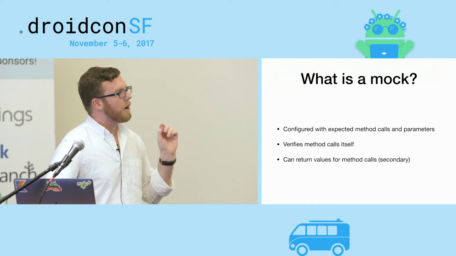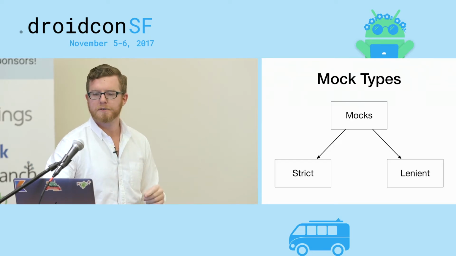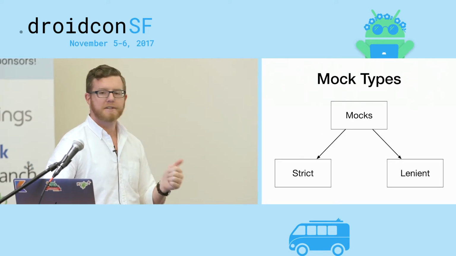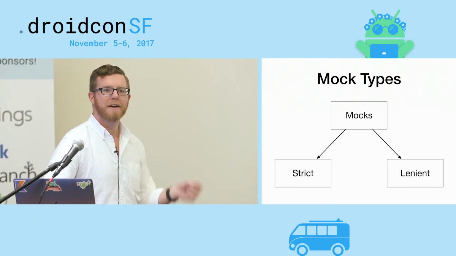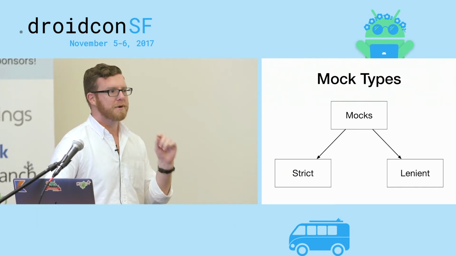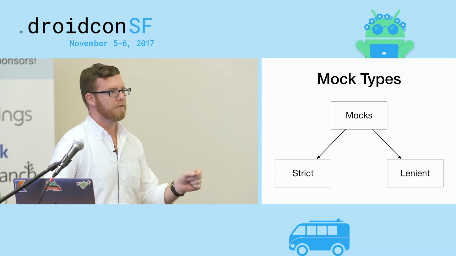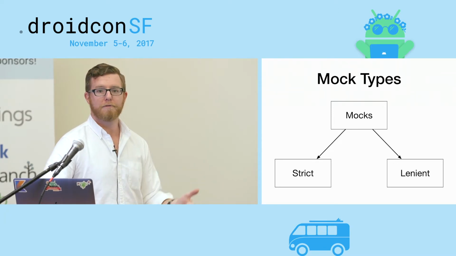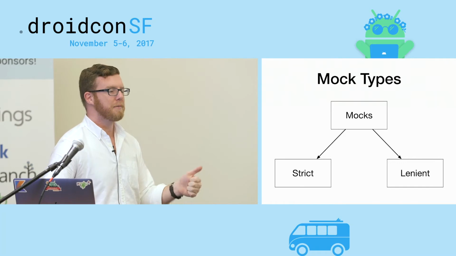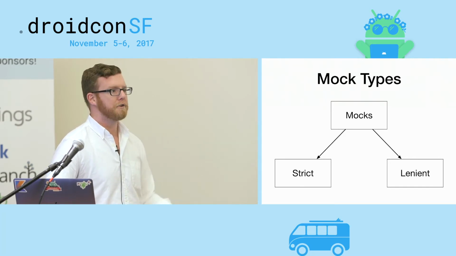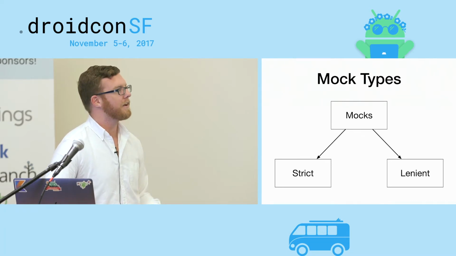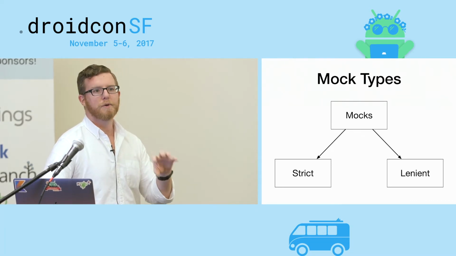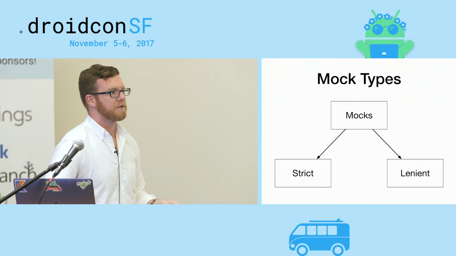Now, with mocks, there are two sort of subtypes. We have strict and lenient, and these names should be kind of self-explanatory. Strict mocks are very particular about what they verify. So if the verification methods you pass in are out of order, it'll typically fail for that. If it gets a call it does not expect, it will fail for that. So you have to be very careful when using strict mocks.